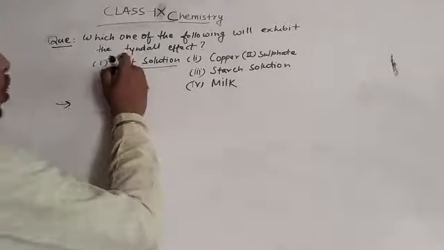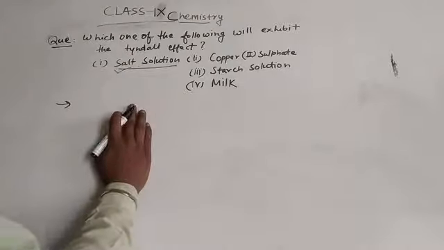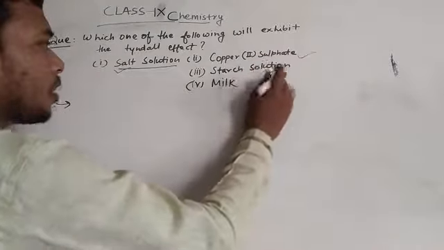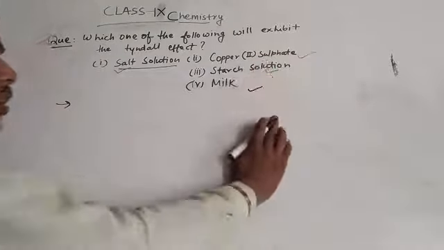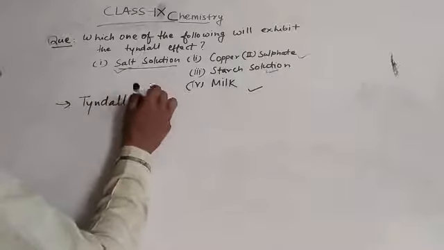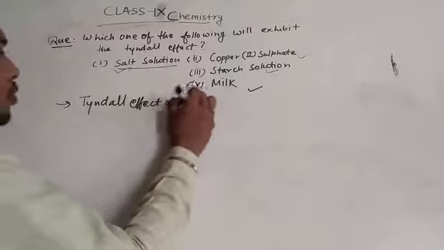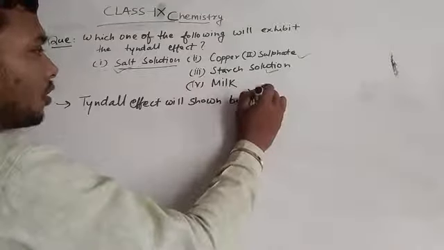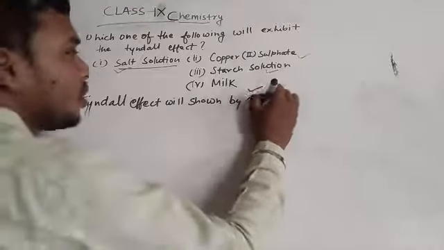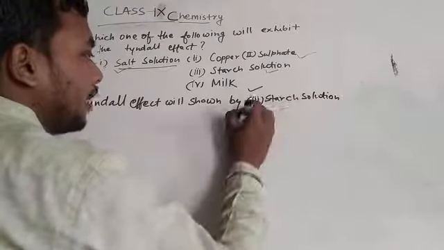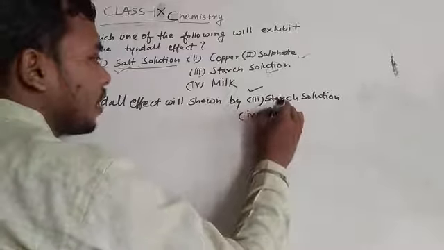So the salt solution is only a solution, and copper sulfate is only a solution. But a starch solution and milk are examples of colloid. So Tyndall effect फिर कौन शो करेगा? The Tyndall effect will be shown by the third, starch solution, and the fourth, that is milk.